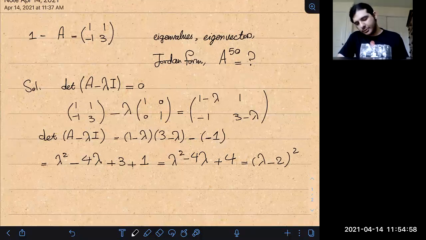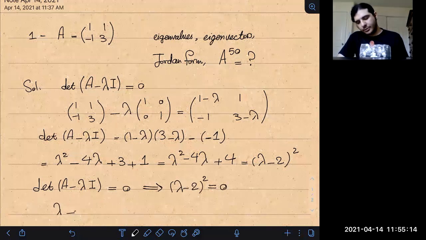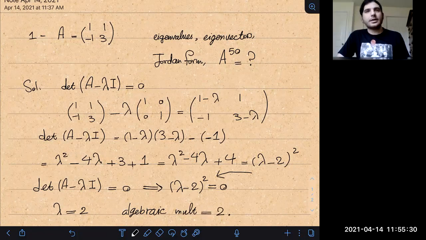Now, this can be written as lambda minus 2 squared. If we set that equal to 0, determinant of A minus lambda I equal to 0, we see that lambda minus 2 is equal to 0. Therefore, lambda is equal to 2. But you should note that here the algebraic multiplicity is 2. So let's call that the algebraic multiplicity. That's the only eigenvalue of this matrix.